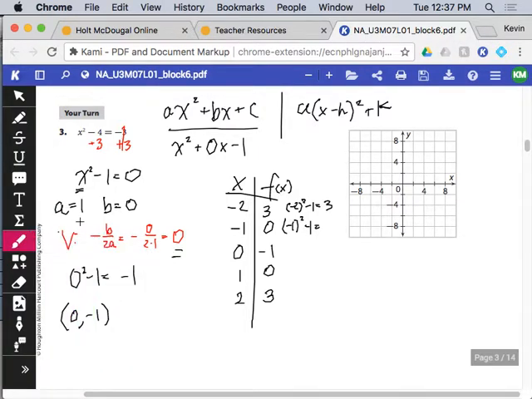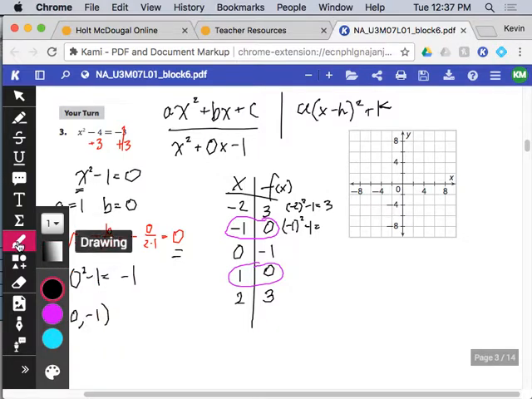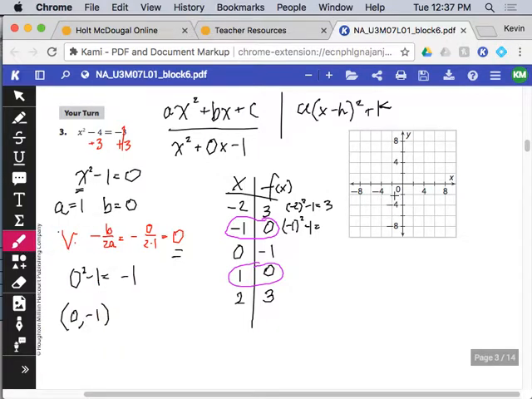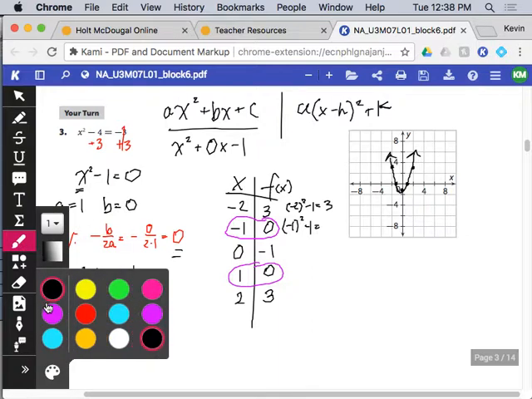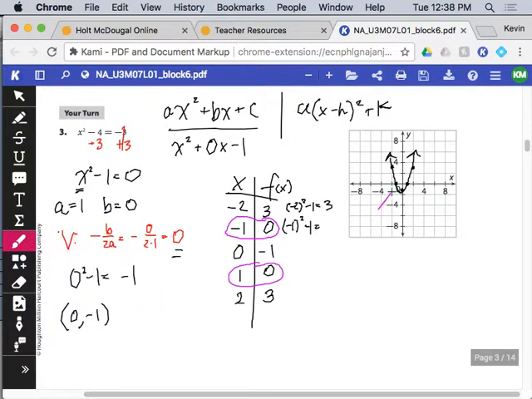Now, do I need to graph it to find my zeros? No. They're right there, where the function is equal to 0. But let's go ahead and graph it anyway. If I graph it, it's negative 2, 3, negative 1, 0, 0, negative 1, 1, 0, 2, 3. And there's my function. And I can see that the zeros of this function are right there.